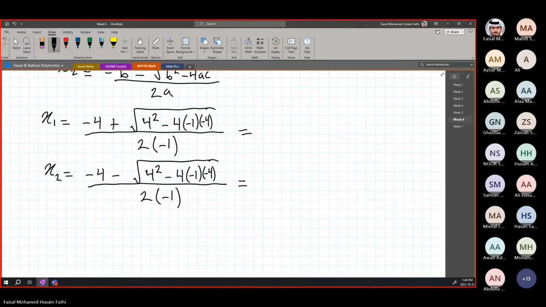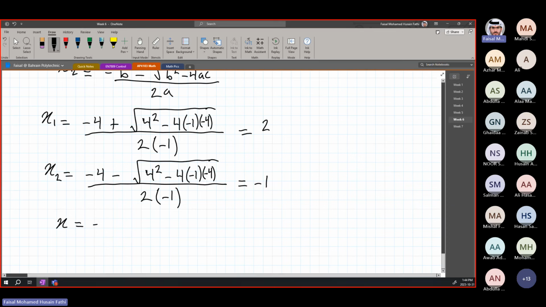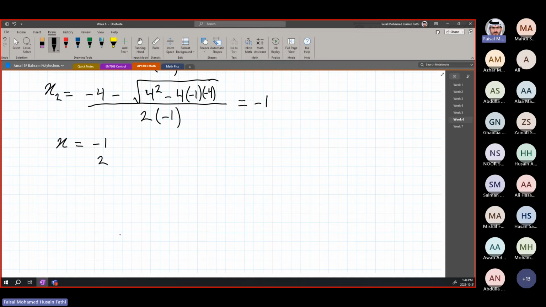2 and minus 1. Okay, I'm going to take your word for it. 2 and minus 1. Then, so these are our x-intercepts. We found x equal to minus 1 and x is equal to 2. These are our two x-intercepts. Okay? Step 3.